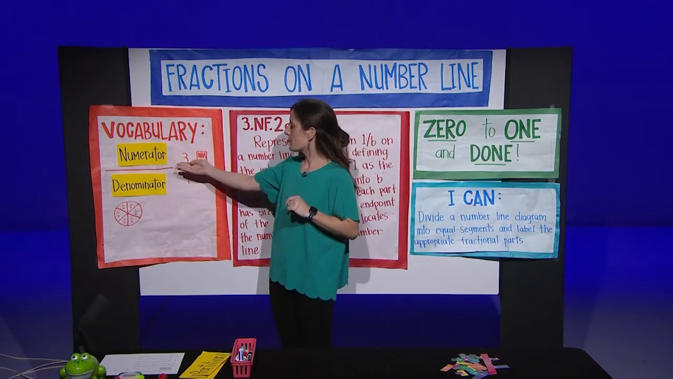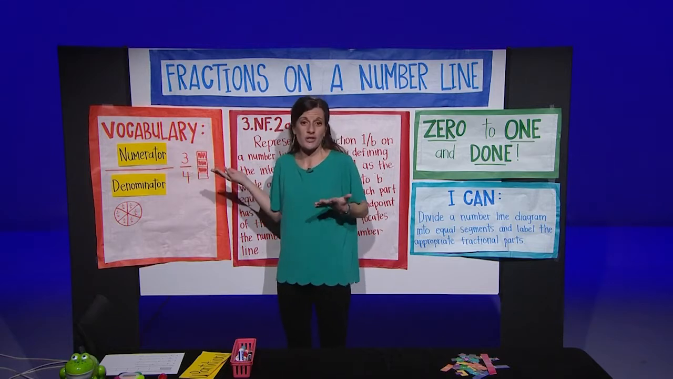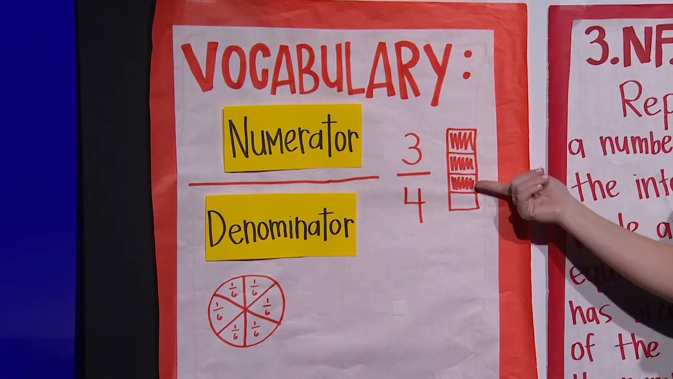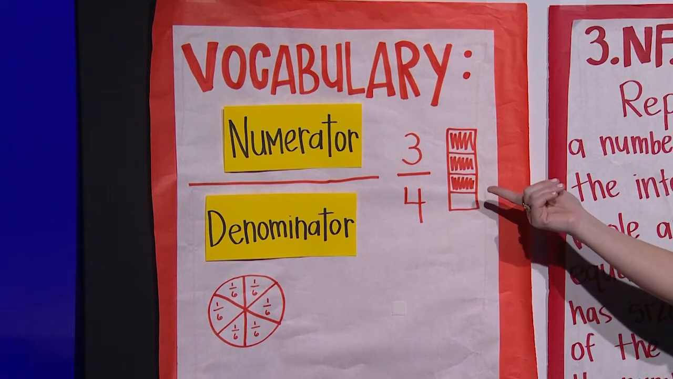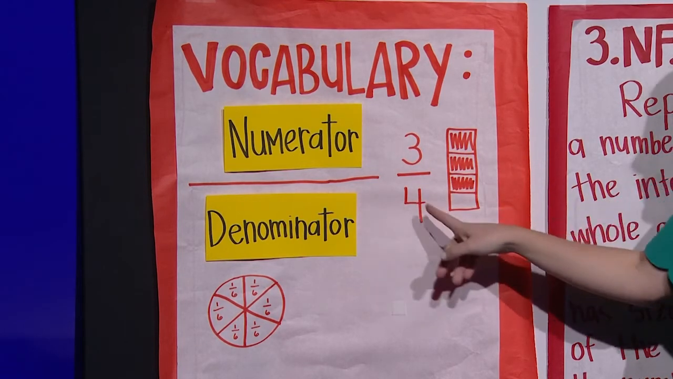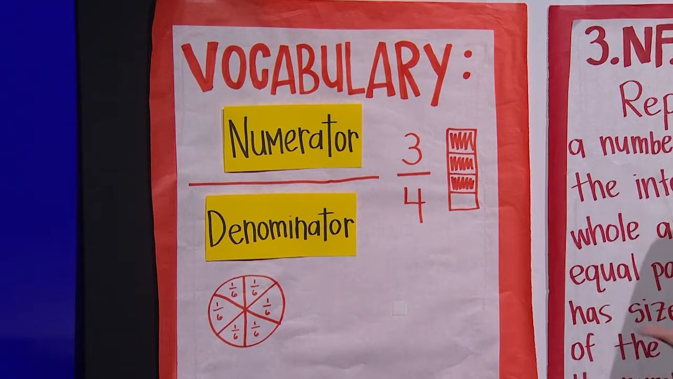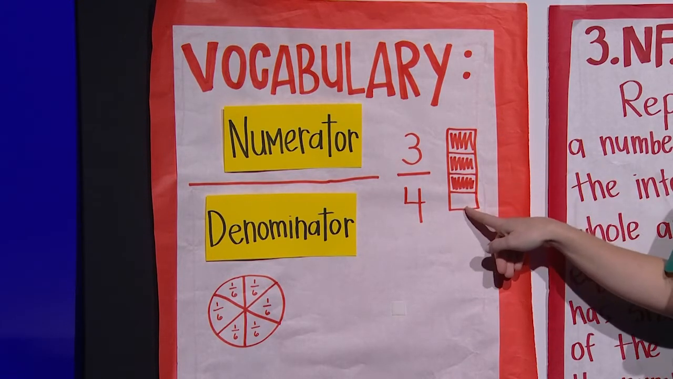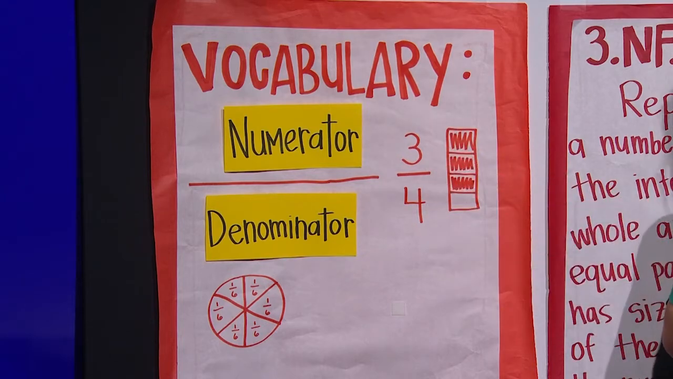Our numerator represents the parts of the whole that we're describing. So in our example, because it's 3, that means that there are 3 shaded parts in our model. Our denominator is our total amount in our entire model. For instance, here there are 4, so 3/4.